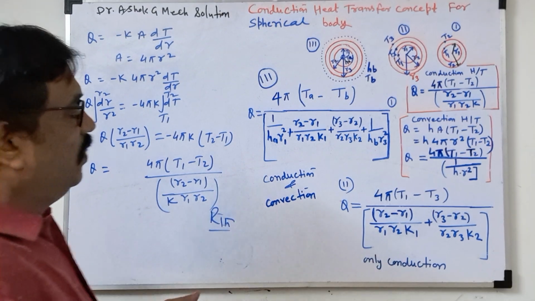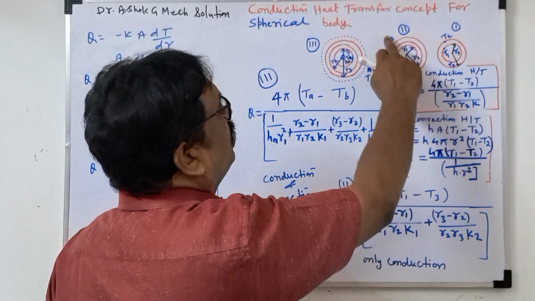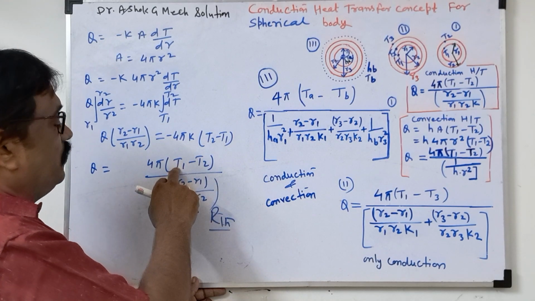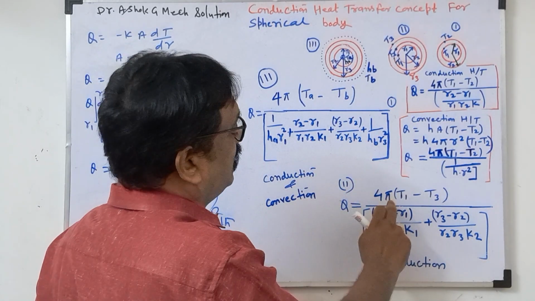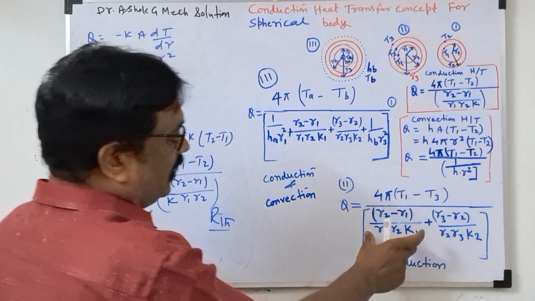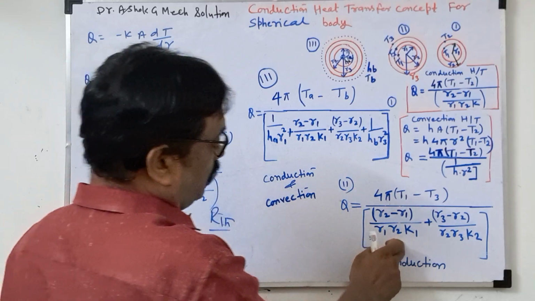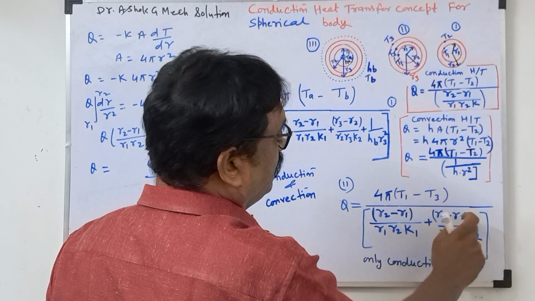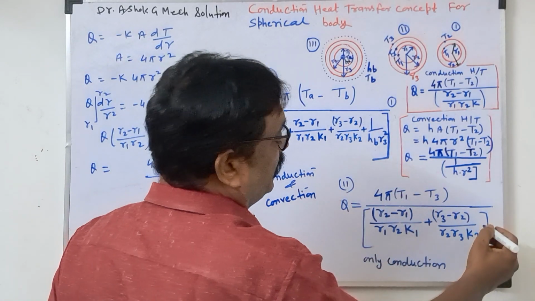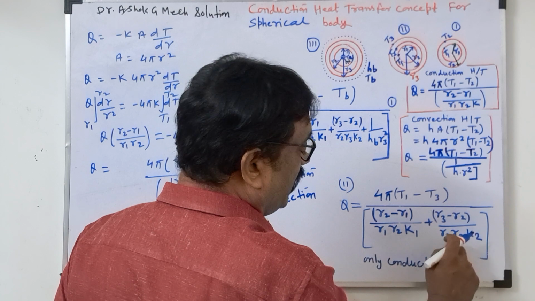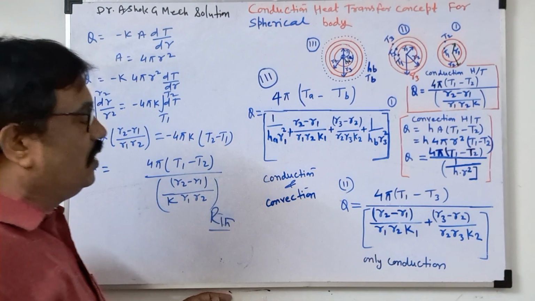If two bodies are there, now look here, the general terms and how to remember. With two blocks, the overall temperature difference is T1 minus T3, first temperature minus last temperature. Here two spherical walls are there. The thermal resistance for the first is R2 minus R1 by K1 R1 R2, for the second R3 minus R2 by K2 R2 R3. Suppose one more sphere is there: R4 minus R3 by K3 R3 R4. Like this the general terms will come, however many blocks there are.